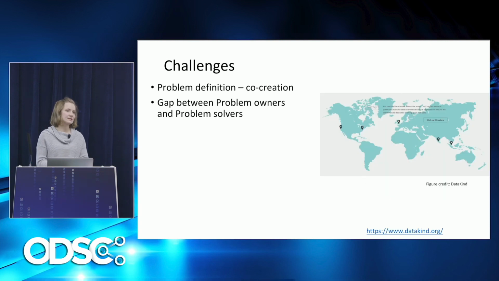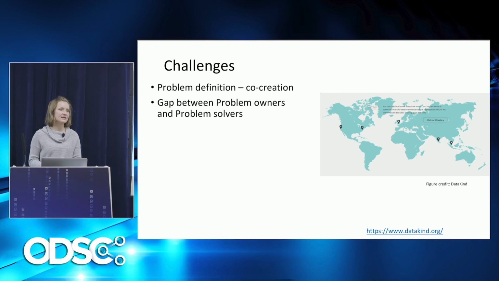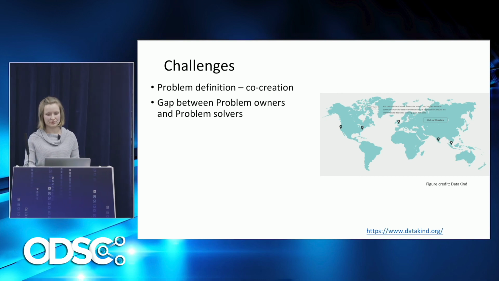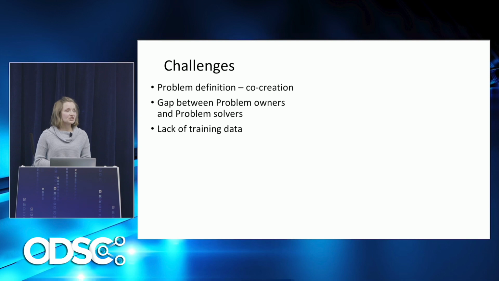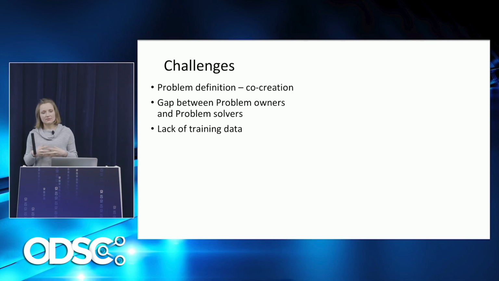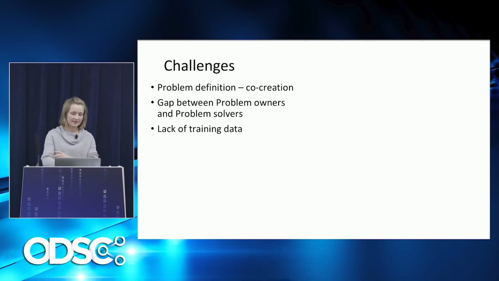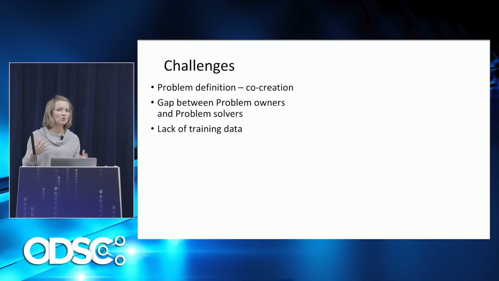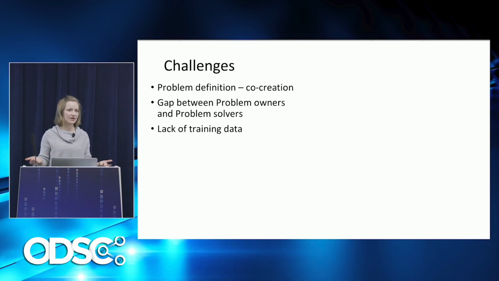And similar to Data Kind, as I already explained, you can volunteer your time or you can propose a new project. The next challenge is lack of training data. As we already see, the problems in this domain can be quite tricky. You need to be creative, and when you define the problem, it can be quite a new problem, and you don't have the benchmark data where you can train your favorite neural net and the problem is solved.